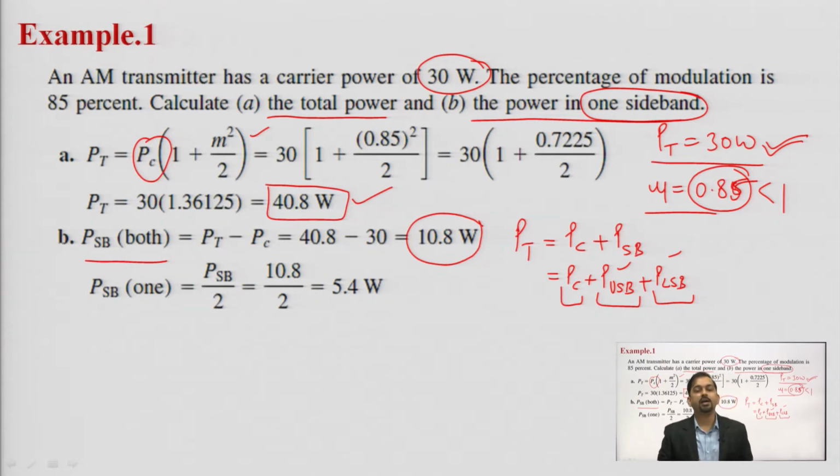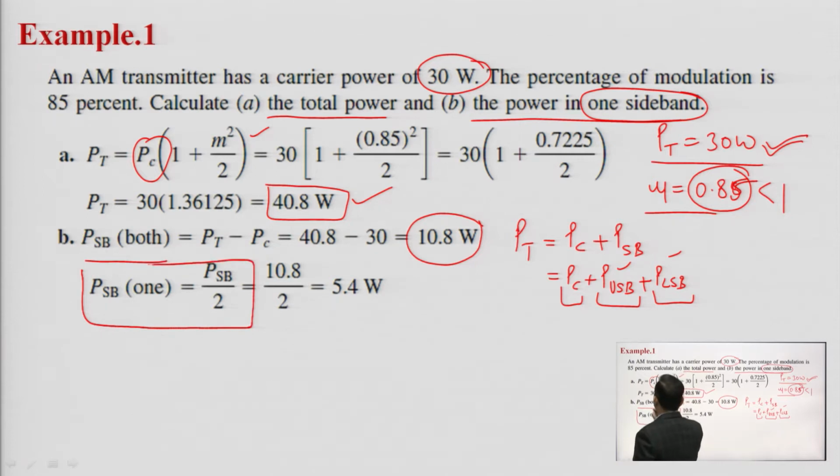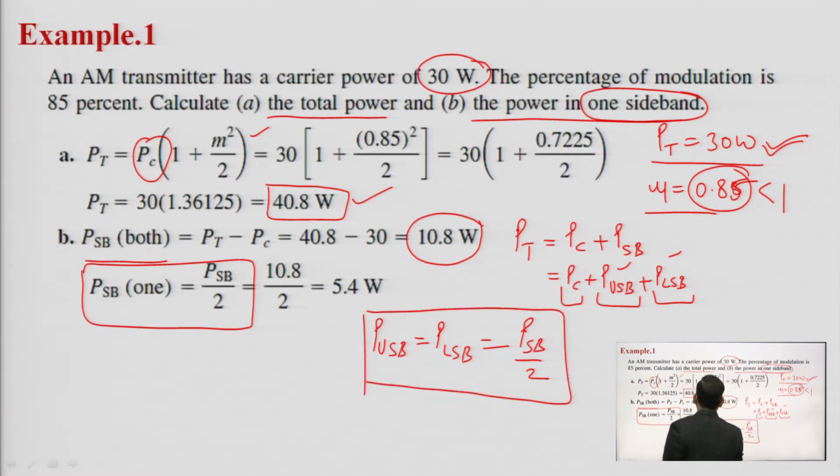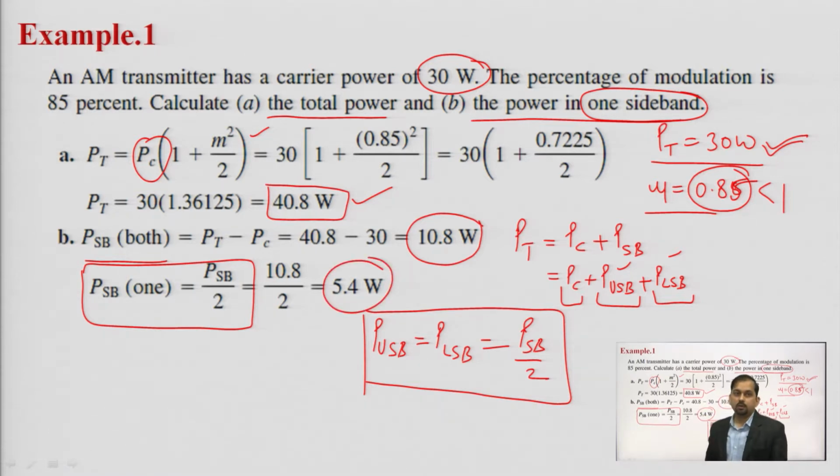But the question says calculate the power in one of the sidebands. We must be aware that the power in one sideband is PSB by 2. We can say P upper sideband equals P lower sideband equals P sideband by 2. So half of 10.8 is 5.4 watt. This much power is in each sideband.